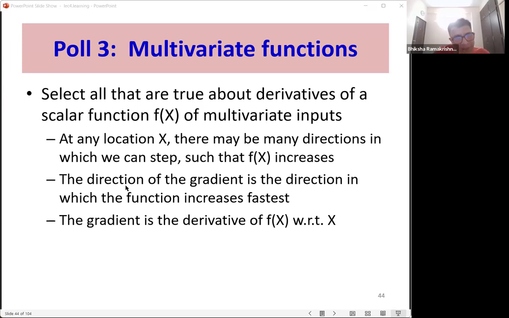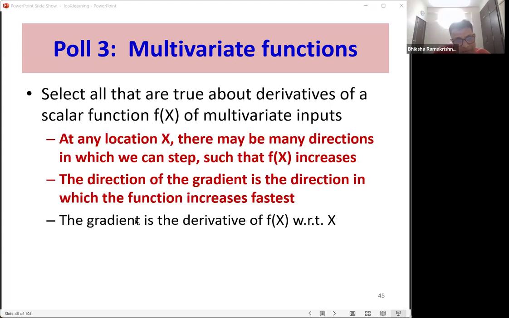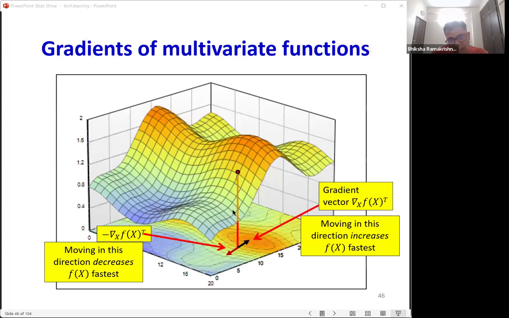Okay, so here's where you are. We are right. At any x, there may be many directions in which we can step. The direction of the gradient is the direction in which the function increases fastest. And the third one is wrong. You all agree, right? So based on this, when I get to a multivariate function, the gradient is the direction in which the function increases fastest.